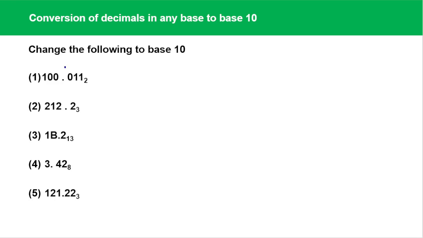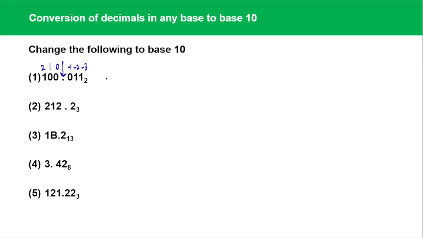Let's illustrate this with example 1. This is my decimal point, and on the left of my decimal point I have 0, 0, 1, while on the right of my decimal point I have 0, 1, 1. I'll begin by assigning positive powers to the digits on the left of my decimal point, beginning from 0. So this will be 0, 1, 2. While on the right of my decimal point, I will assign negative powers, beginning from -1, -2, -3. This is the first step.